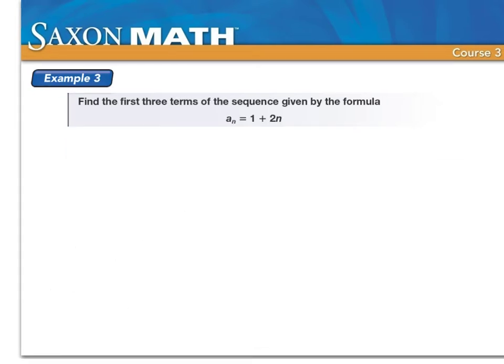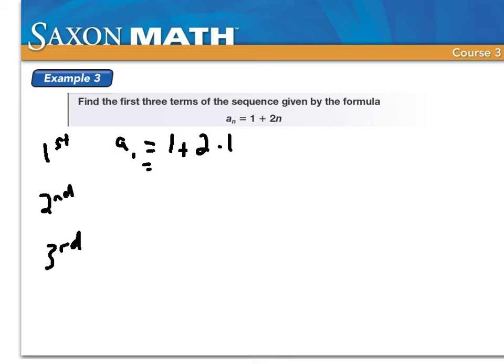This says to find the first three terms of the sequence given by the formula. So again, I want the first term, the second term, and the third term. Well, again, all that means is I'm going to plug in a 1 to figure out the first term here. So the first term is going to equal 1 plus 2 times 1. Because that's what 2n means, is 2 times 1.